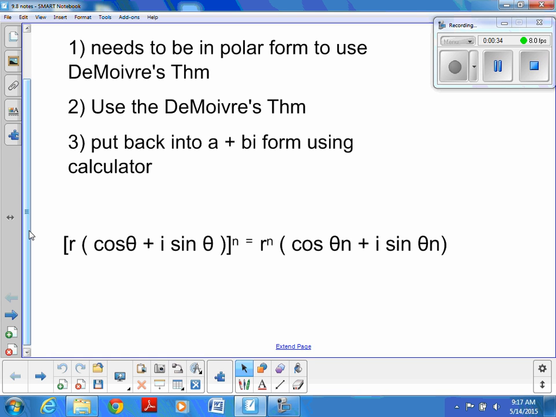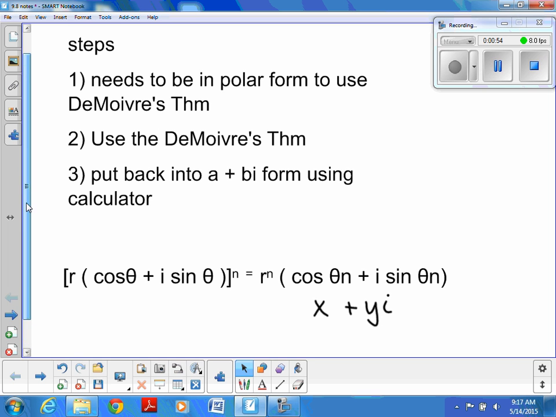You take your r and you raise it to the nth power. That'll be the r value. And what do you do with your theta and your n? You multiply them together, and then you're going to use your calculator to put it into the what form? The x plus yi form. It seems easy, but it kind of gets a little difficult because here are the steps. It needs to be in polar form to use De Moivre's theorem, but it's not in polar form to start with. All of the problems today start in complex form.